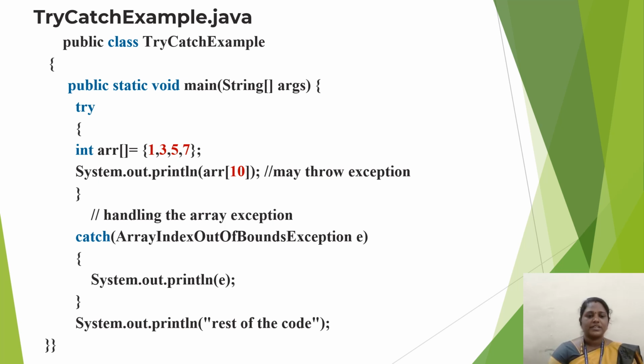So catch whatever exception occurs here: ArrayIndexOutOfBoundsException. The array index out of bounds exception is the exception class name, and E is the reference object. It will be printed with System.out.println of E. Then the rest of the code will be executed.